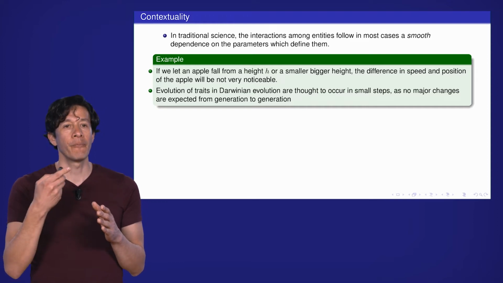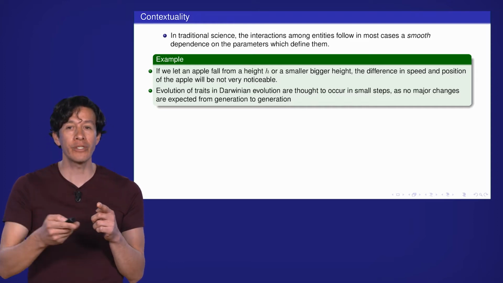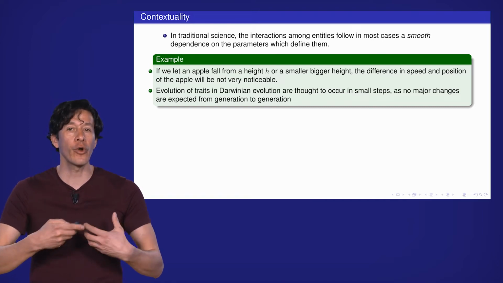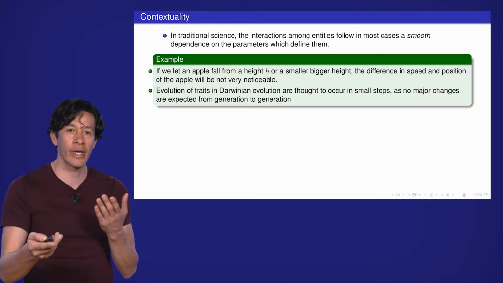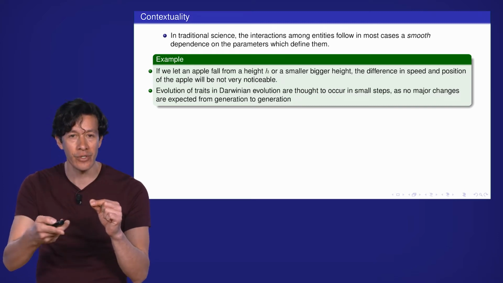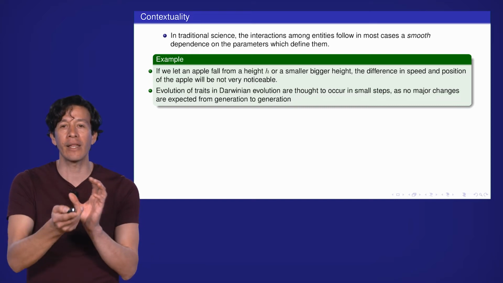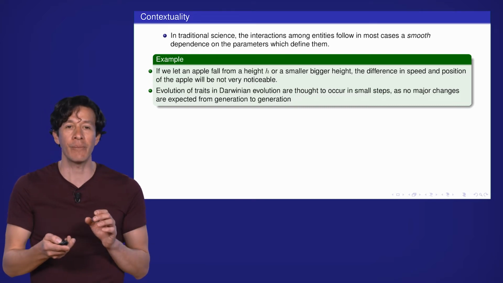In the same way, evolution of traits in Darwinian evolution is thought to occur in small steps, so there are no major changes from generation to generation. So we think that changes, the very notion of change in the conditions or in the variables, are generally very little and have no major impact.